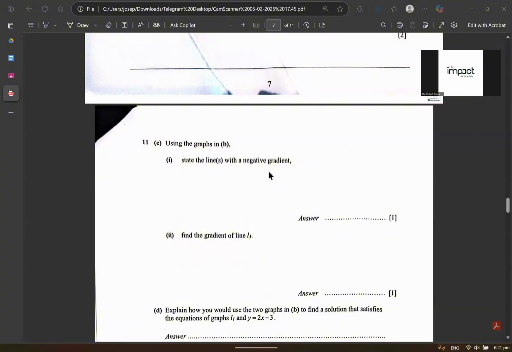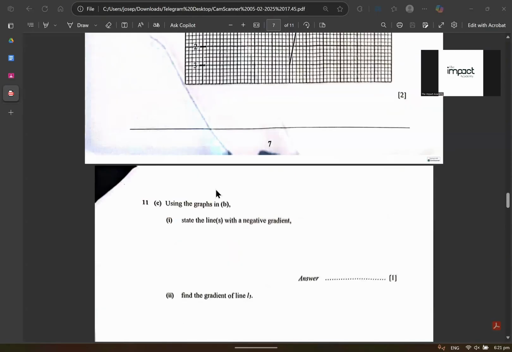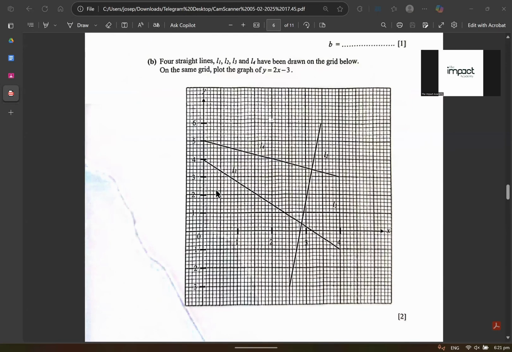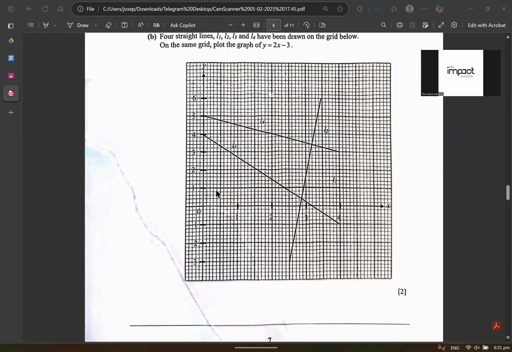You see, now that we drew the line, the question says, state the line with a negative gradient. Which one is a negative gradient? Always remember, negative gradient, it looks like what? I'm just going to list down the 4. You see, the first one is like that. Like that. Like that. And like that.